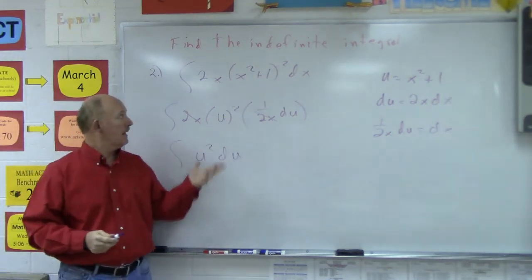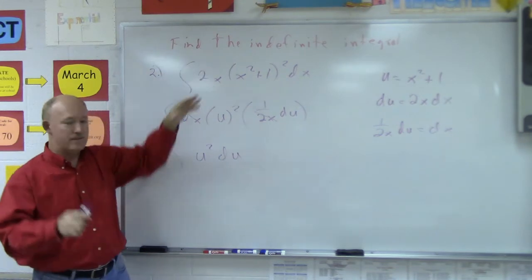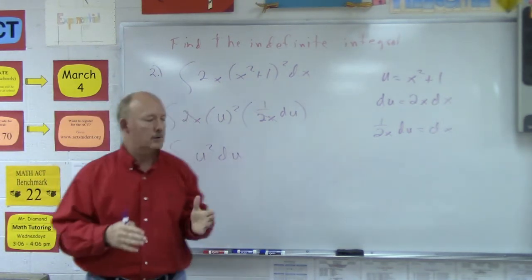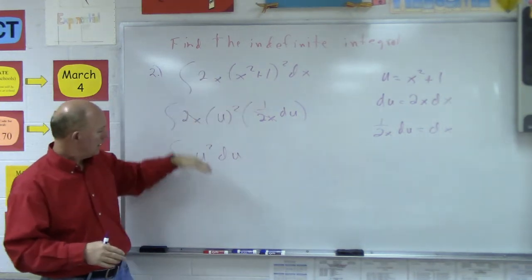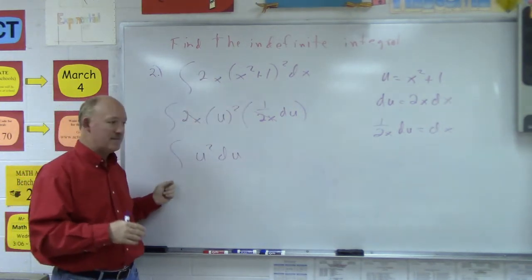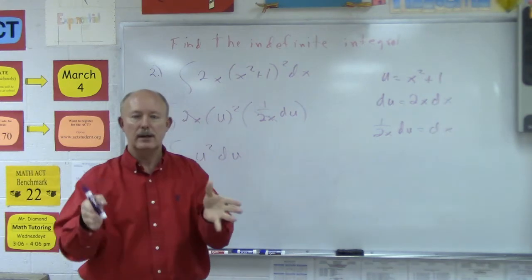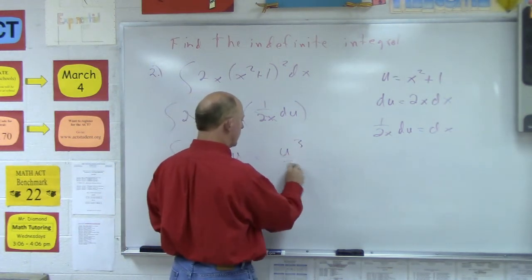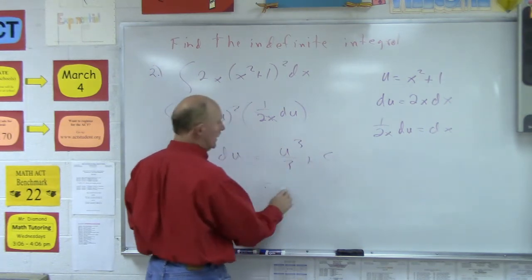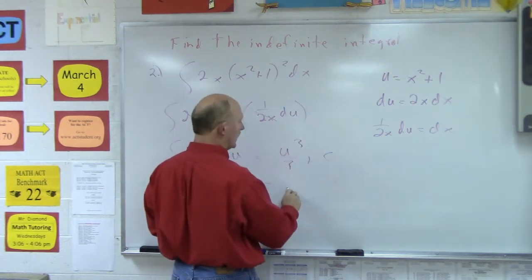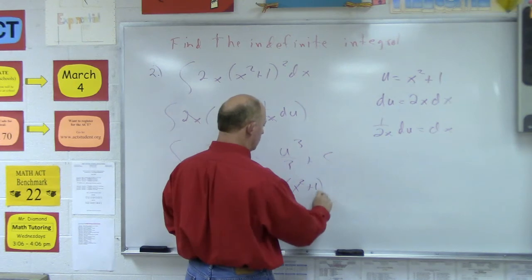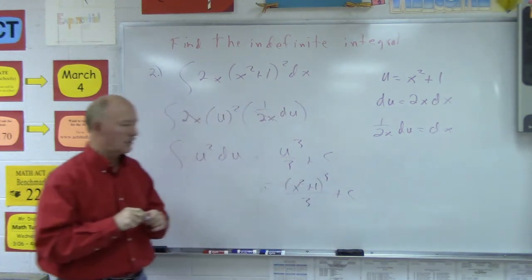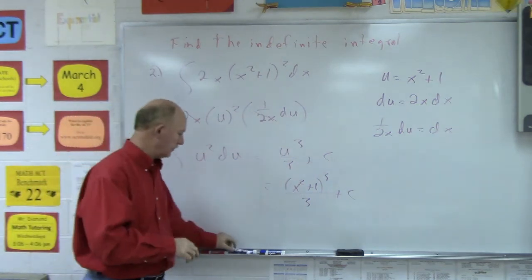Now notice, what looked at first to be a very complicated, difficult integral, a composite function, now becomes a very easy, simple integration. As we find our antiderivative in terms of u, this will be u to the 3rd power over 3 plus c. Substituting back in for u gives us x squared plus 1 to the 3rd power divided by 3 plus our constant of integration. So that's going to be our integration.